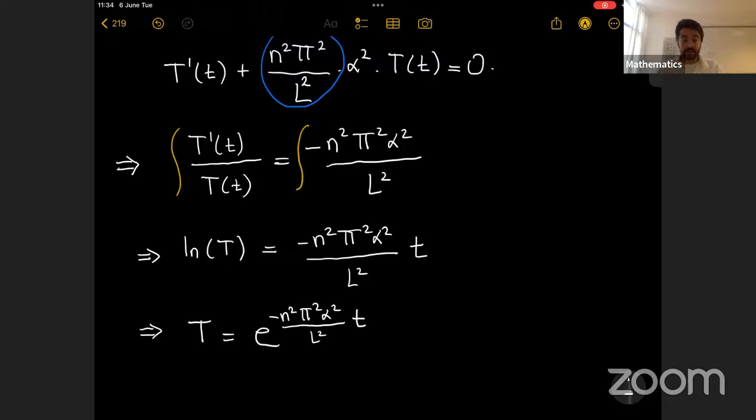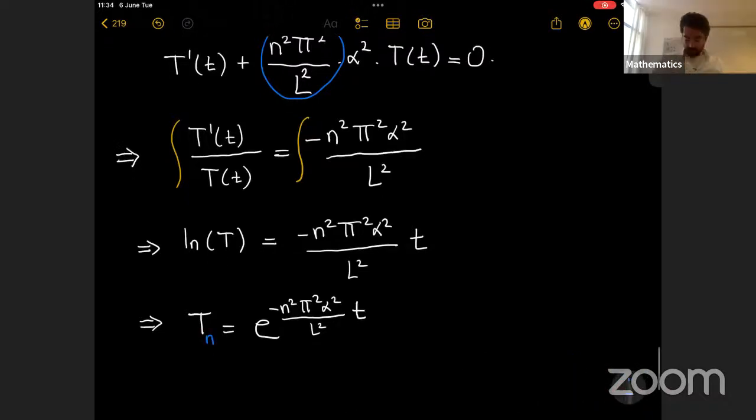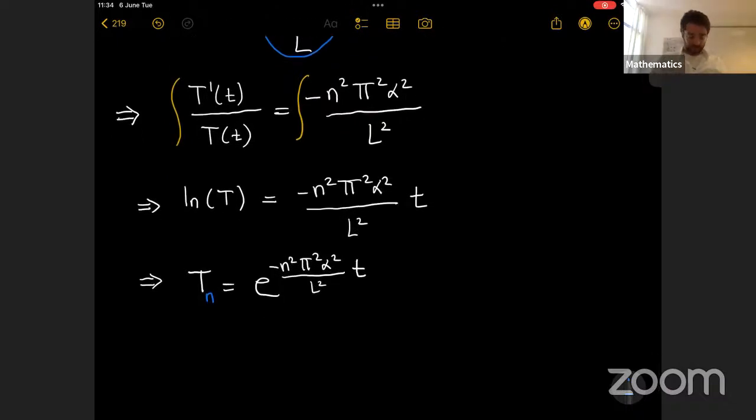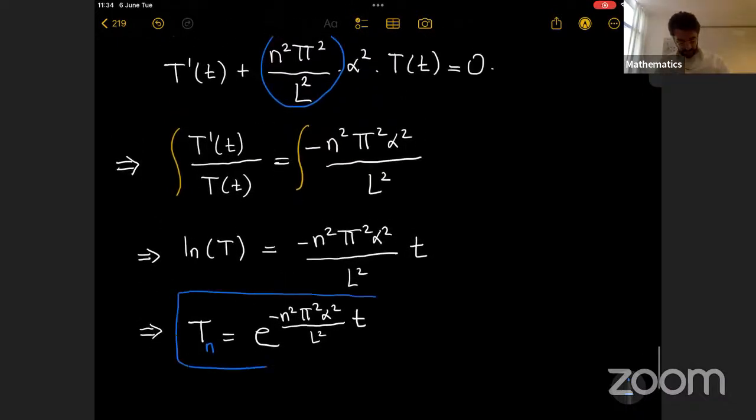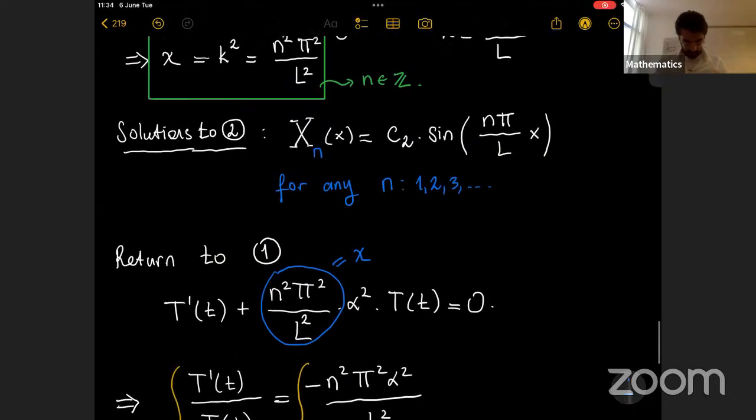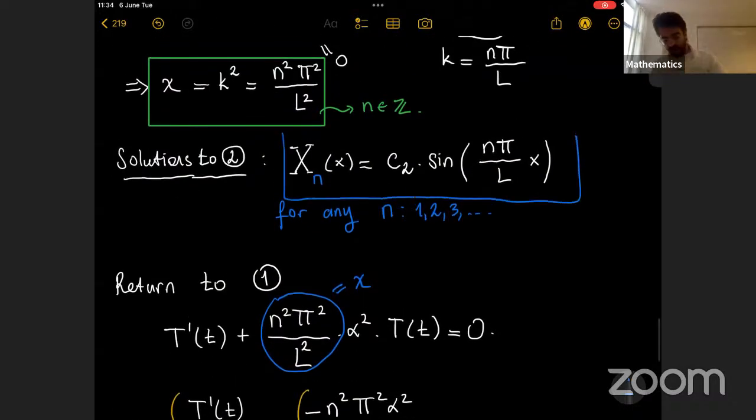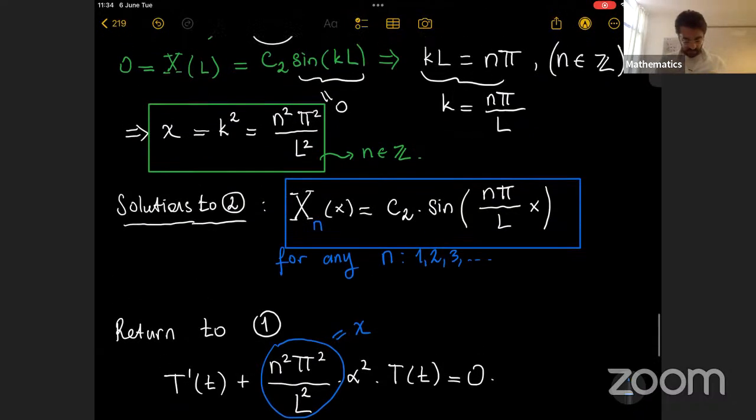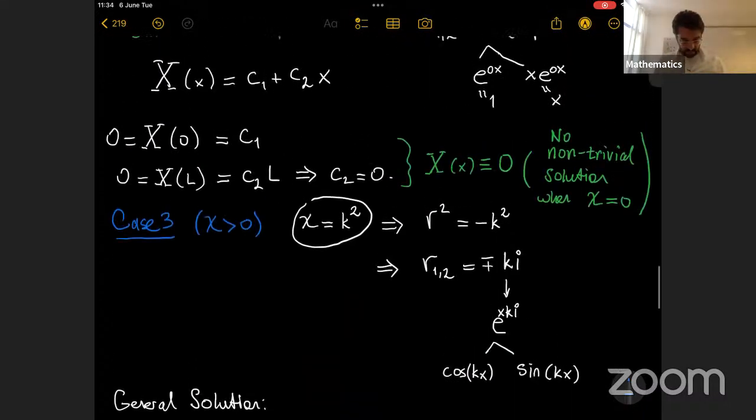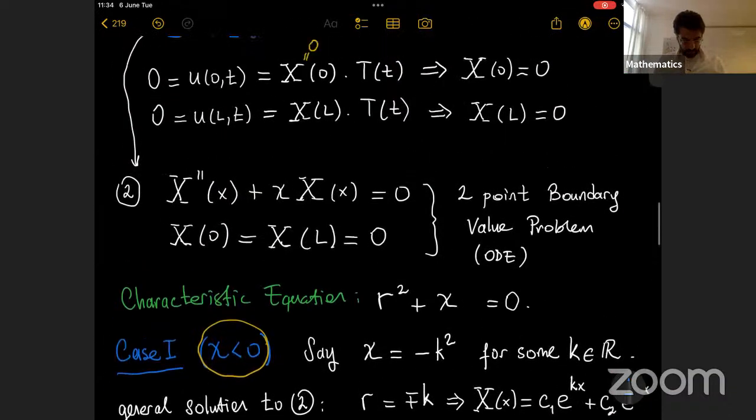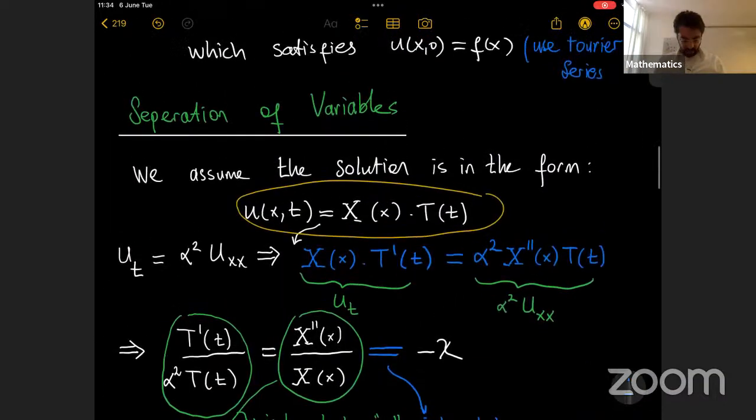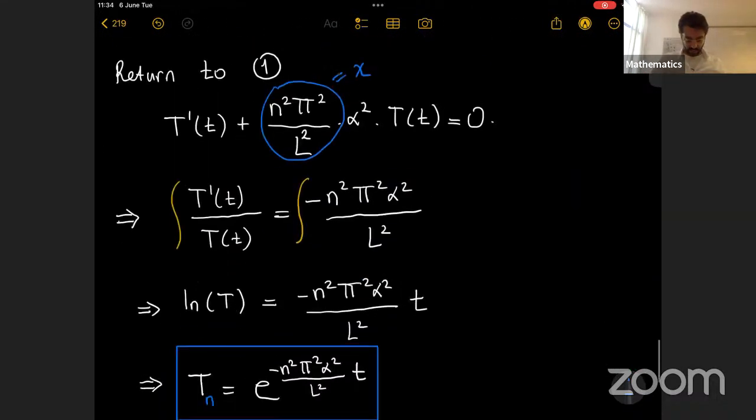Well, again, the solution depends on n, right? For each n, we have a different solution. Let's put here T_n, T sub n. Okay, so we get the solution for T. We already had the solution for X. Where is it? Here. And we combine the solutions to get the solution of u. Remember, u is here at the beginning. u was X times T. So we multiply these two and we get the solution.